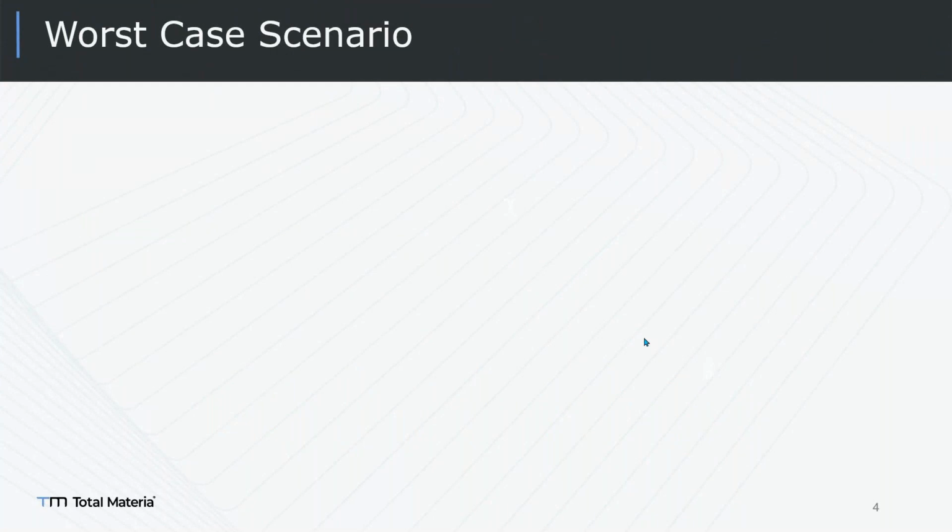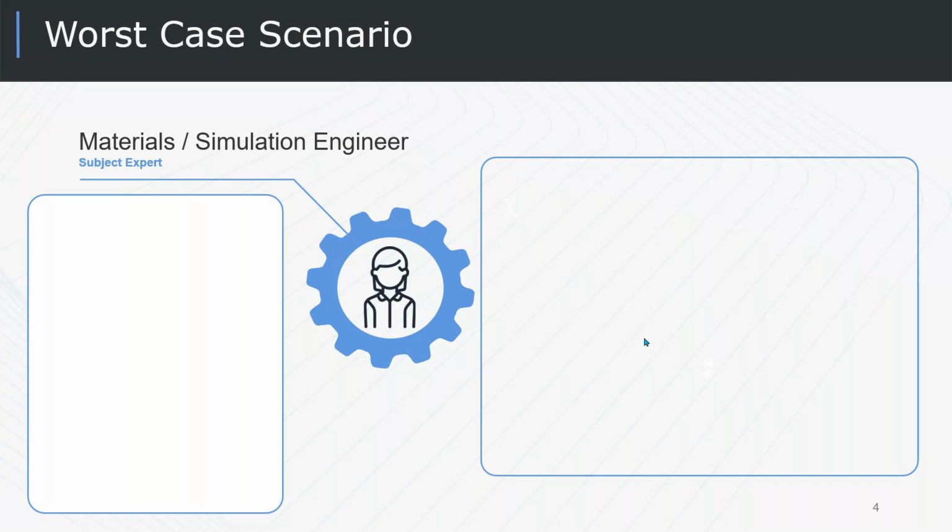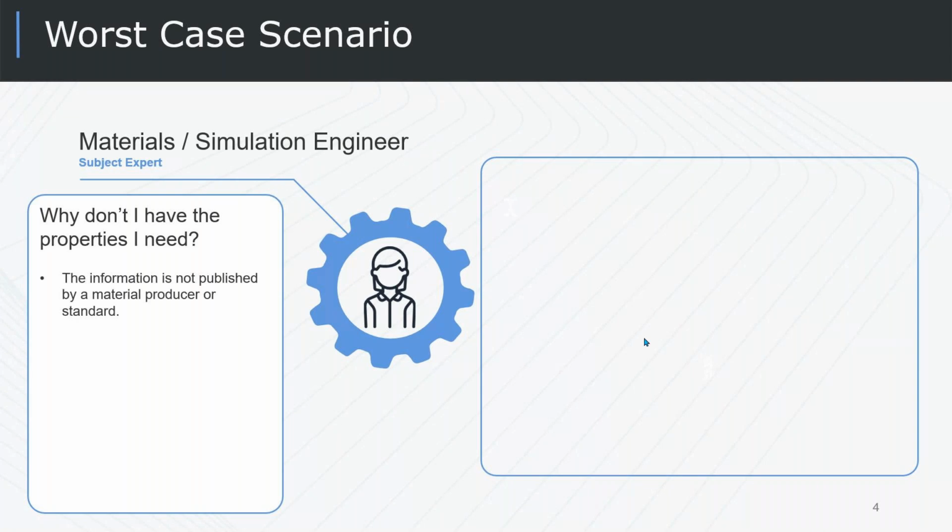And of course, the worst case scenario could be as follows. From a materials simulation engineering perspective, if you're trying to find materials information, but you can't find the properties you may need, maybe the information is not published by that certain material producer standard, or you can't get that information from your current supplier. We've been seeing a lot of this, especially from a compliance perspective. Sometimes suppliers are changing the chemical composition, but you don't understand how that change could affect the material's performance.